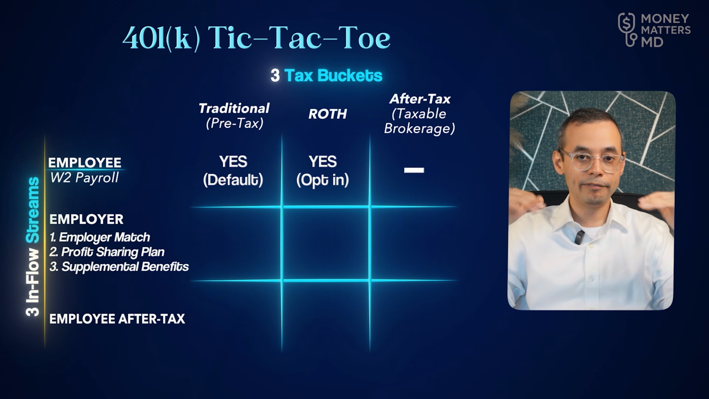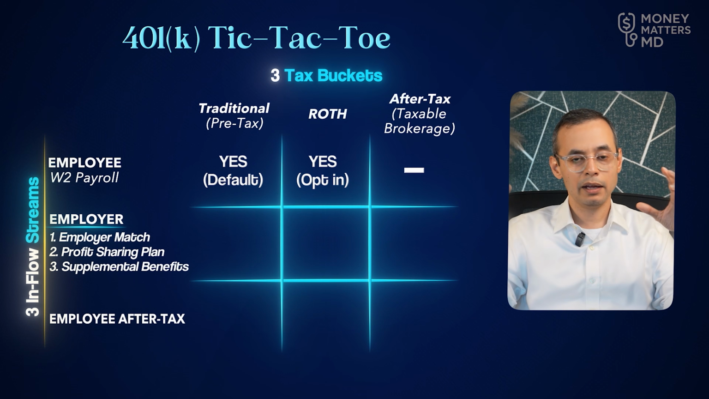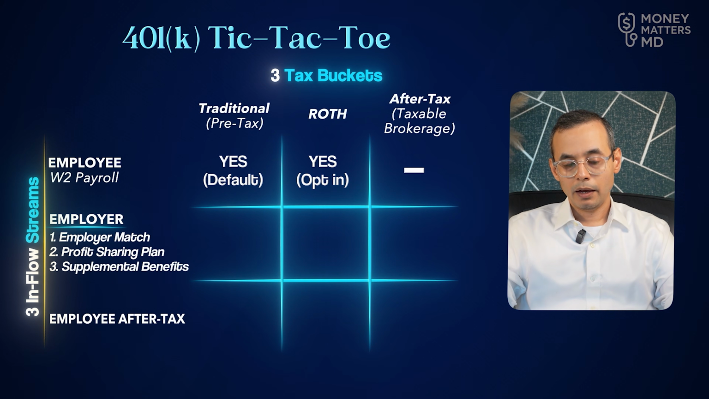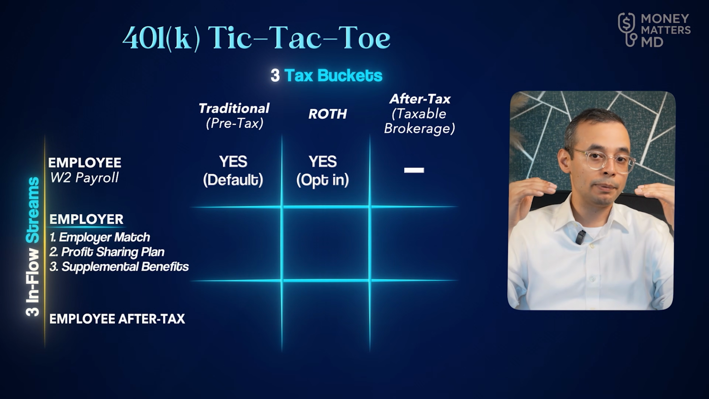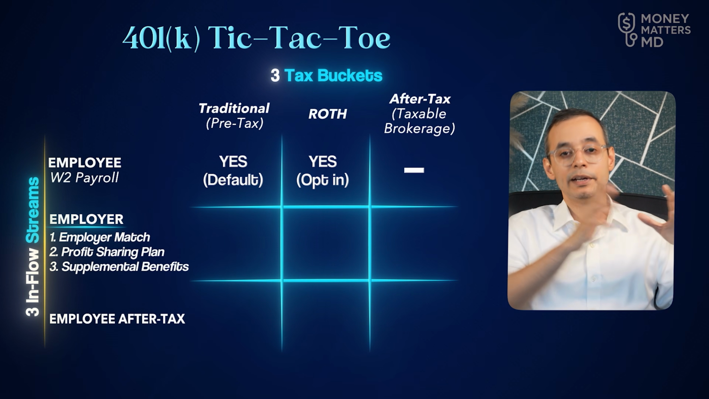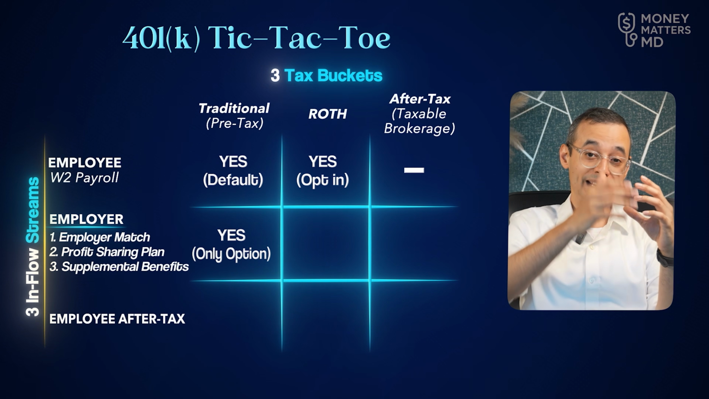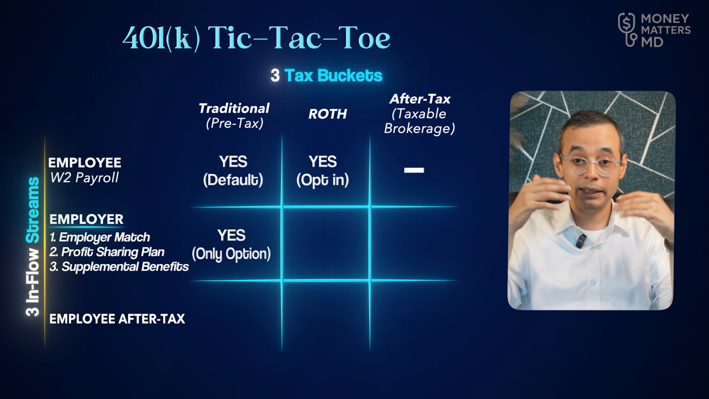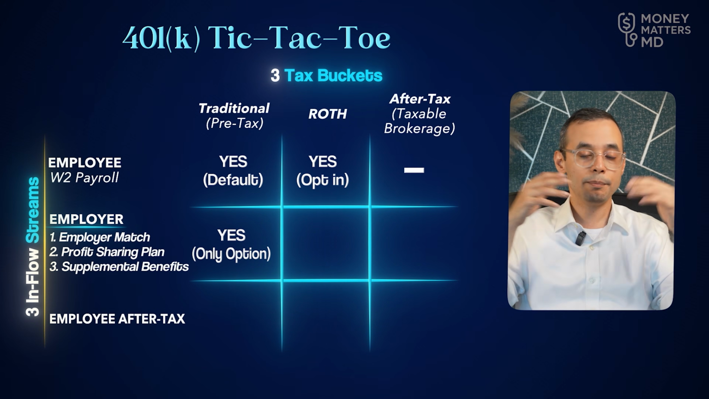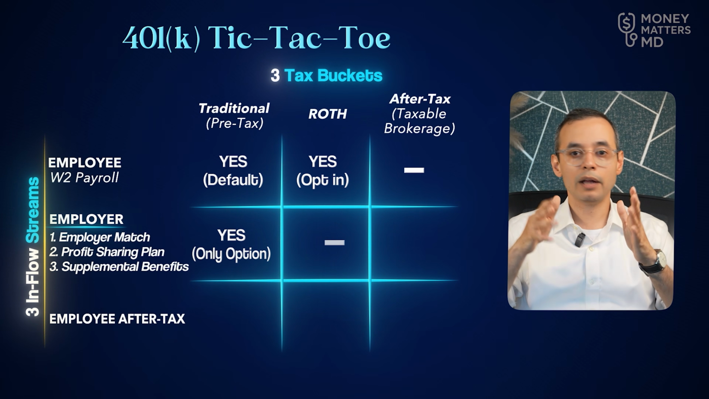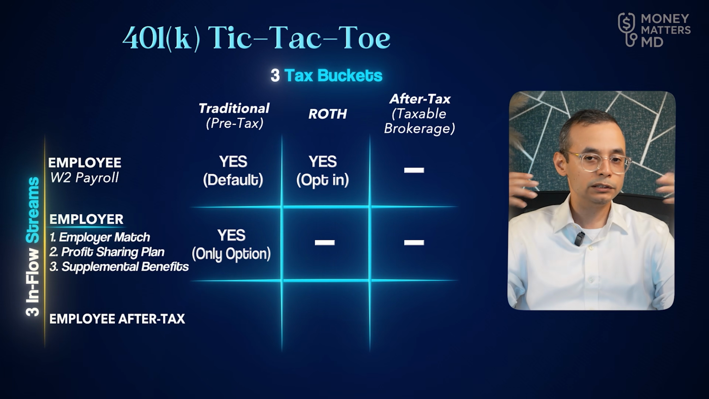Now the second inflow stream into your 401k is your employer. Any contribution that your employer makes on your behalf will always end up in the pre-tax bucket, because your employer is paying you money directly and you never had any chance at all to pay taxes on it. So the employer can't put money in the Roth and after-tax buckets at all. The first way the employer will contribute to your plan is the employer match.